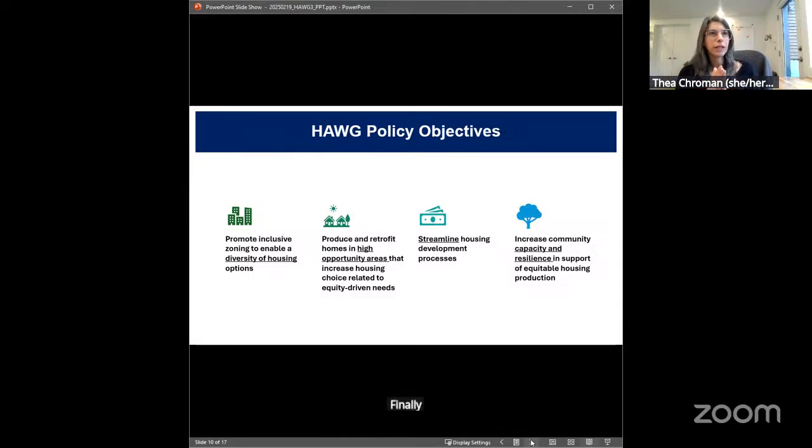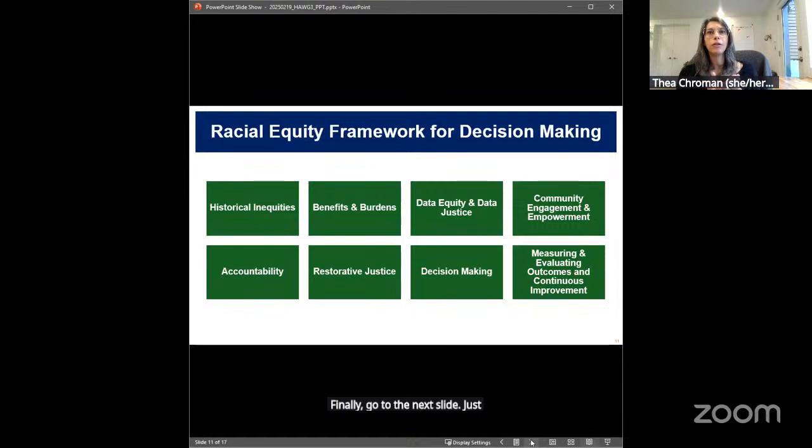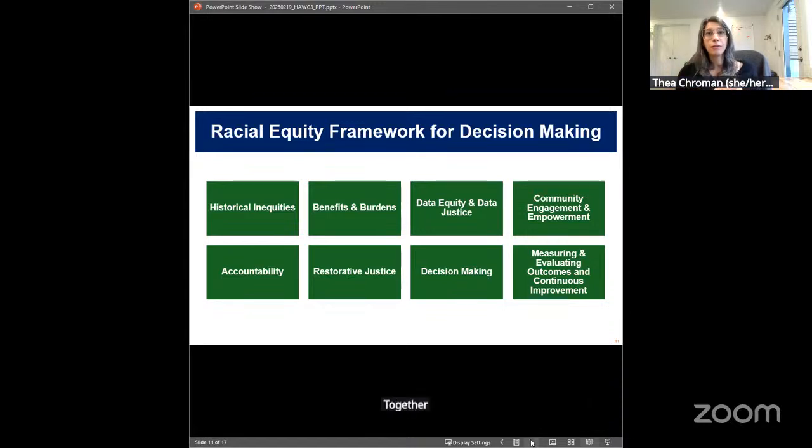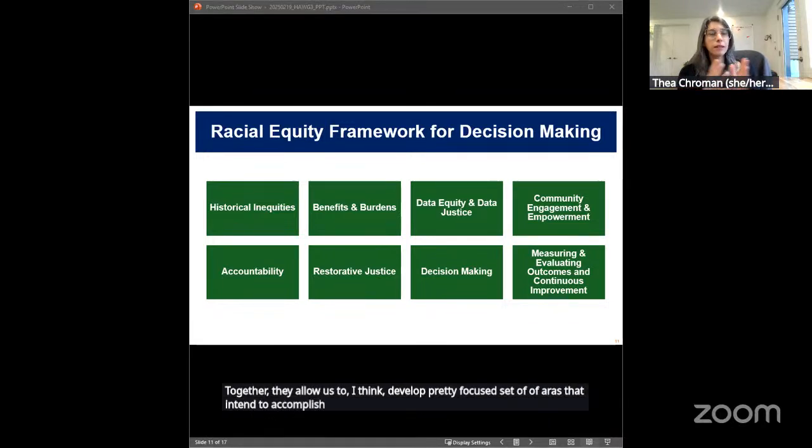Finally, go to the next slide. Just to bring this back up, it also needs to be tied to the racial equity framework, to be guided by the questions in each of these sections. And so these are all of our guiding principles. Together, they allow us to develop a pretty focused set of ARAs that intend to accomplish the things that we're setting out to do in this rulemaking process.